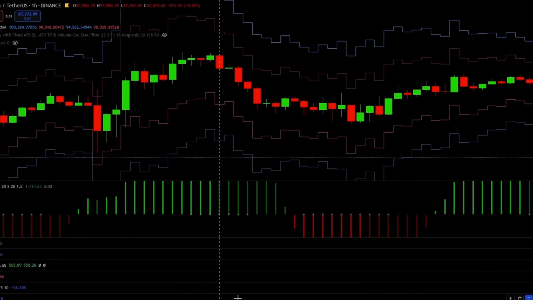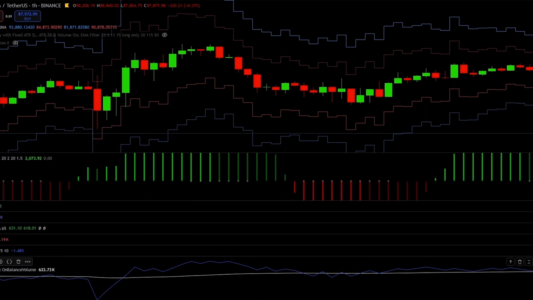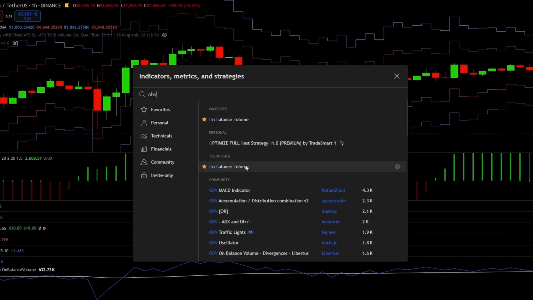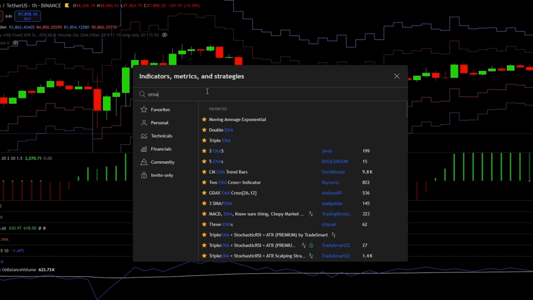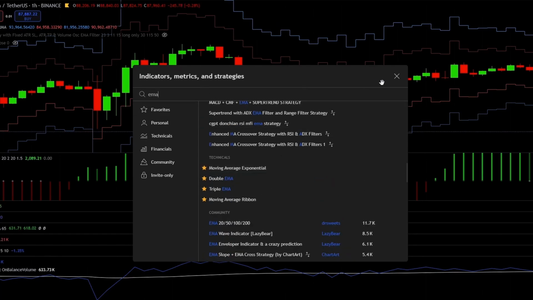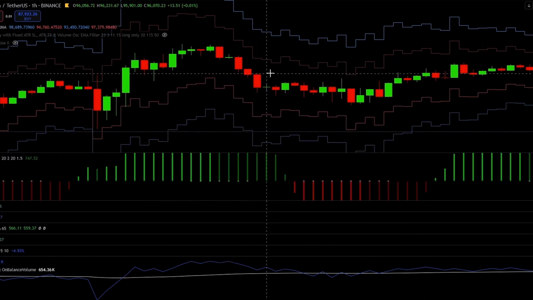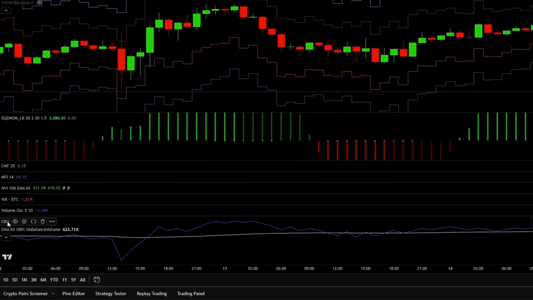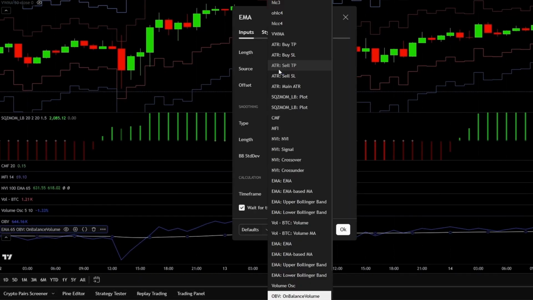And now let's see the last indicator. The last indicator will be the on-balance volume with an EMA. For that, type in OBV, add this one, and then EMA. Add this one. Again, you will have to move the EMA from the chart to being on the OBV indicator, and then open up the EMA settings and change the source to on-balance volume.